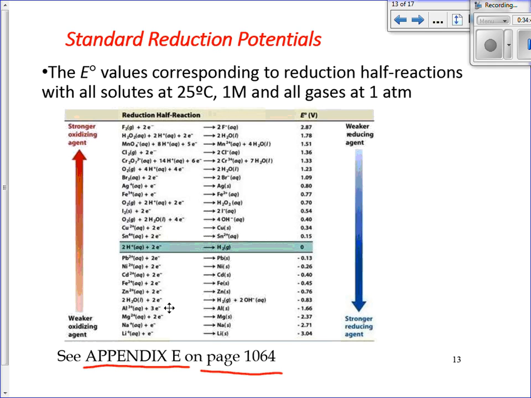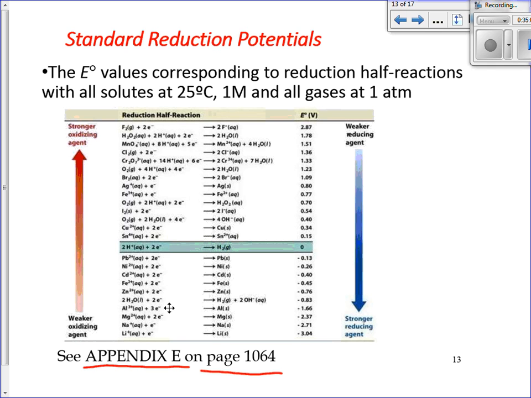But Appendix E in your book, as you see, is a little bit more massive than the one I put in the PowerPoint of the standard reduction potentials. It's an entire page of them, okay? And yes, you'll probably have to be looking them up on your problem set to figure out how to calculate your E cell, because you have to look them up to get the volt values.